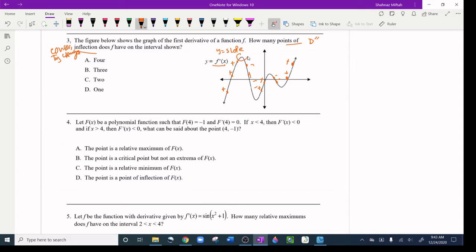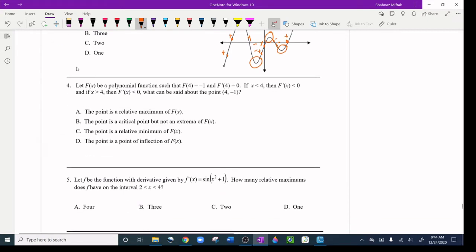So the sign is changing over here because I'm going positive to negative. I'm going negative to positive again. I'm going positive to negative here. I'm going negative to positive here. So 1, 2, 3, 4. The answer is 4. These are how many points of inflection. So like I said, wherever concavity changes, wherever the second derivative sign changes. So for the second derivative, I have to draw tangent lines on this because this is the first derivative graph.